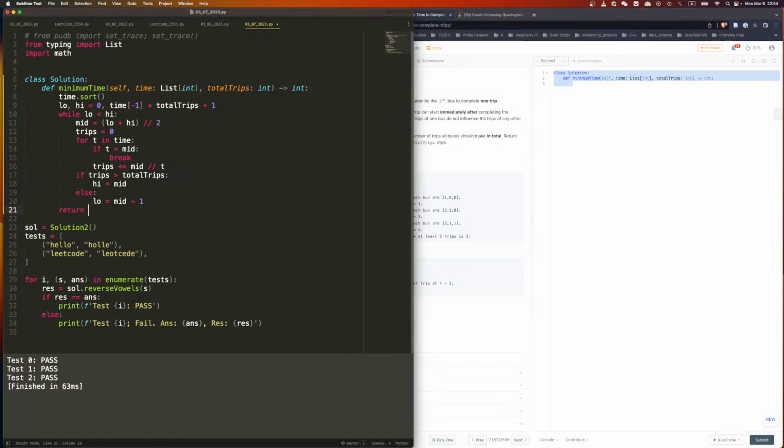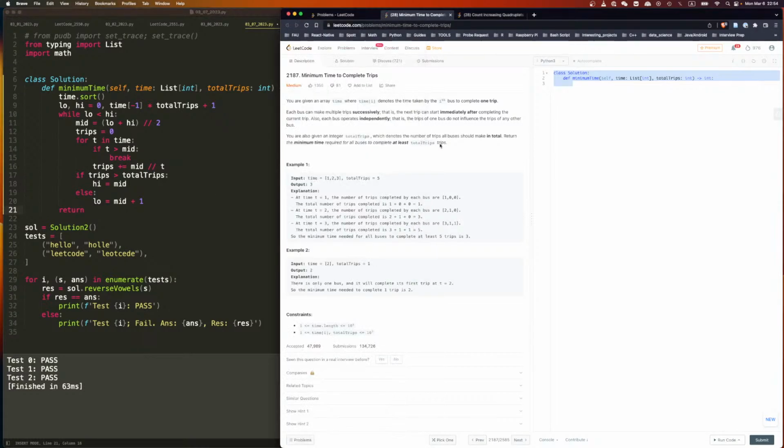So trips are larger than, and we can do this. Trips are smaller or equal to, then we try to go up. So what's going to happen is, if it's equal to total trips, now I'll try to get low, or try to get higher, and that doesn't make any sense. Why would you want the time to get bigger? You want a minimum time, right? You want the minimum time required.